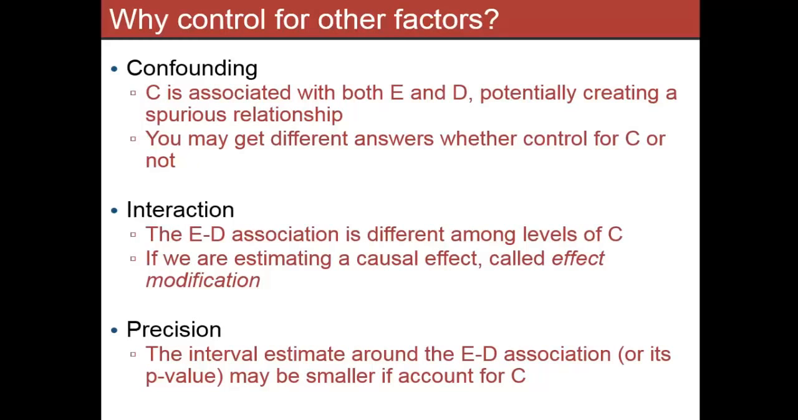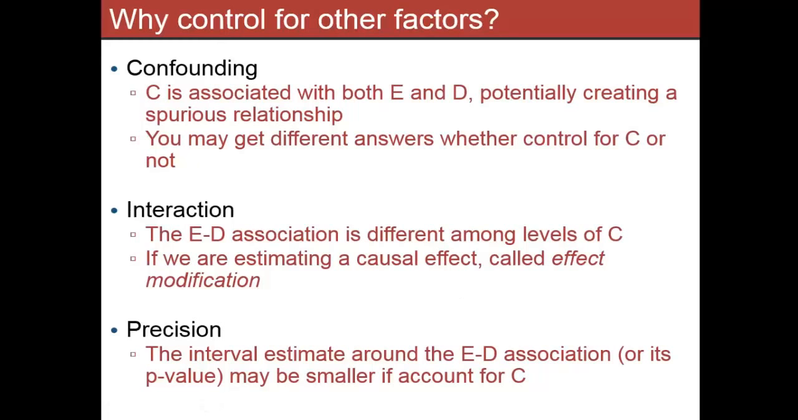Go think about it, or talk to your TAs, talk to us, we'll help you out. Very, very important distinctions. Precision is another thing to think about. It's a little bit of a different issue rather than confounding or interaction. And sometimes when you control for another factor that may not quite be a confounder per se, it may just be a strong predictor of the disease outcome.